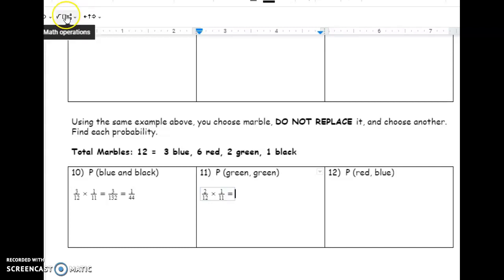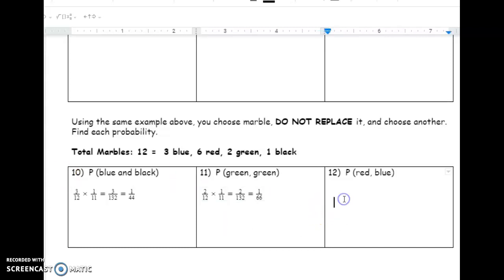So now we can multiply these two fractions. 2 times 1 is 2. 11 times 12 is 132. And if we simplify this fraction, it gives us 1 over 66. So I can see that if I want to pick both of the green marbles out of the bag, I have a probability of getting it out of 66 choices, getting it once to get both of them at the same time.